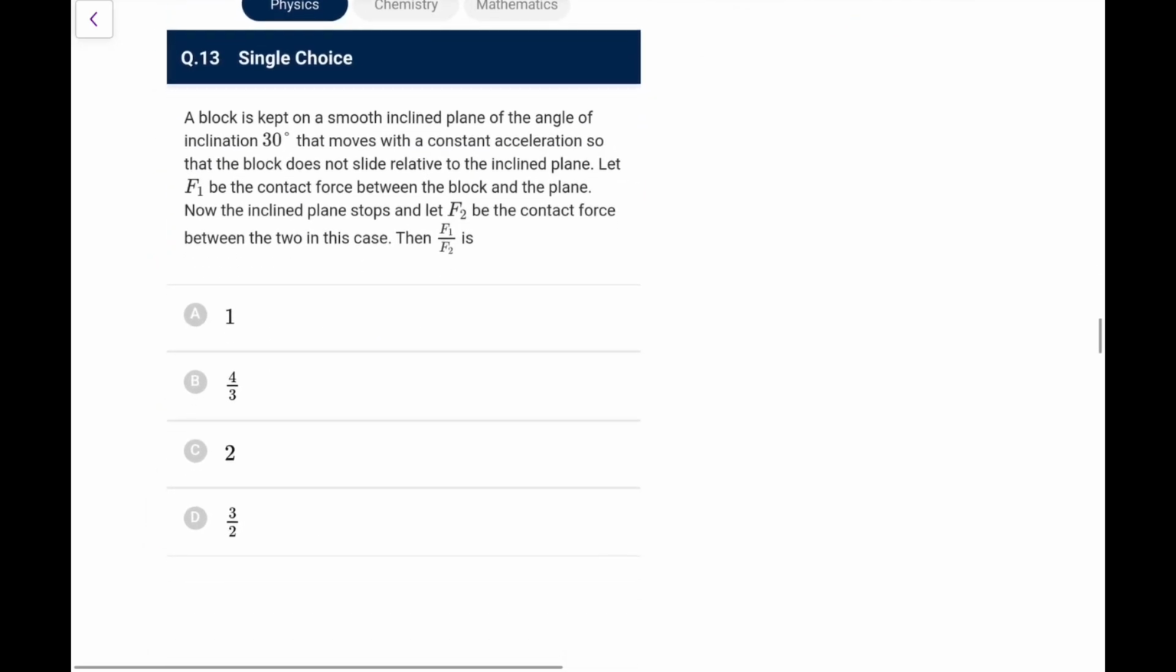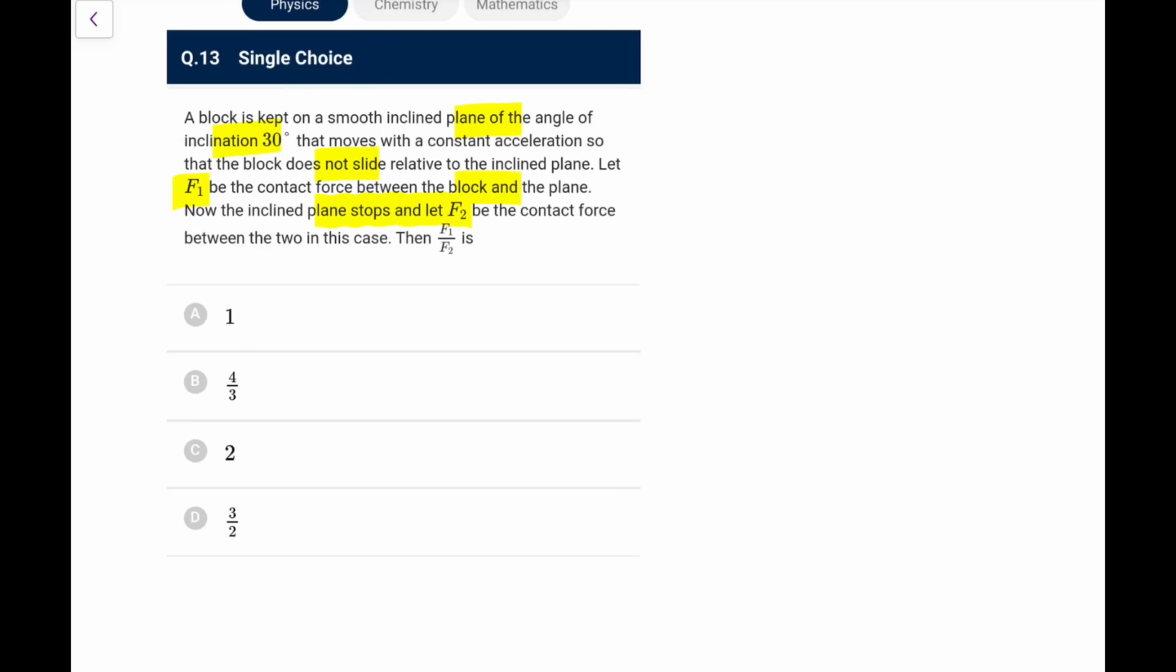Next, a block is kept on a smooth incline at an angle of 30 degrees that moves with constant acceleration so that the block doesn't slide relative to the inclined plane. Let F1 be the contact force between the block and the plane, and when the inclined plane stops, let F2 be the contact force between the two. You need to find the ratio of F1 to F2. Here it is talking of the contact force, and because it is smooth, it is simply the normal reaction.